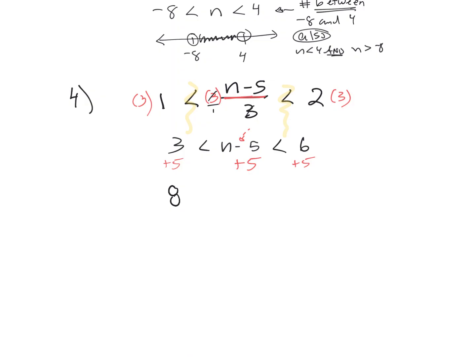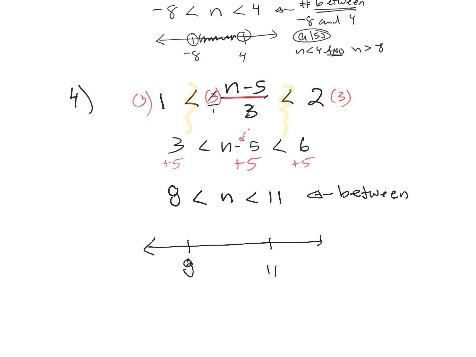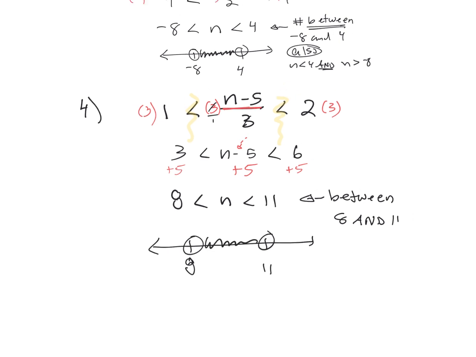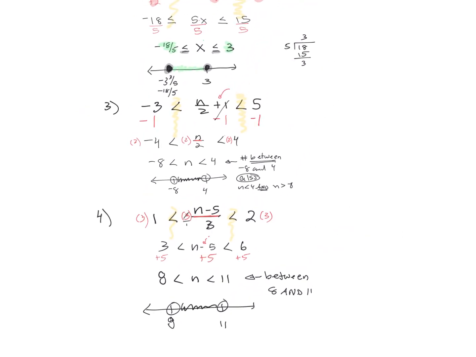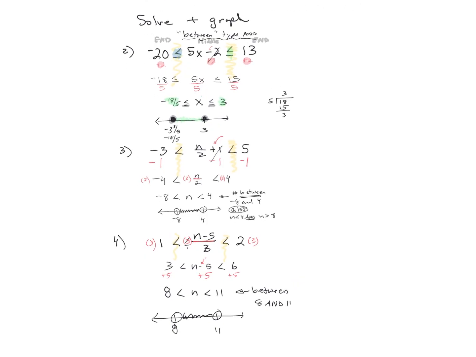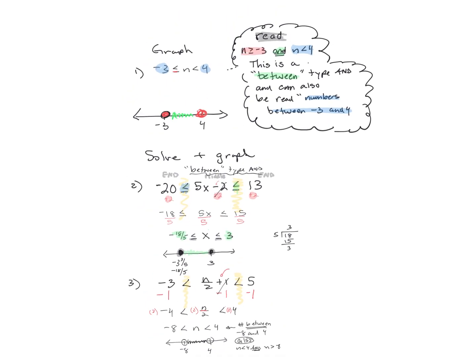And doesn't that give us all numbers less than 11 but greater than 8? All the numbers that are less than 11 but greater than 8. In other words, all the numbers that are between 8 and 11. And it should be an open circle. So that's how you do the between style of "and" problems, which you have some of on tonight's homework. Okay, that's it.